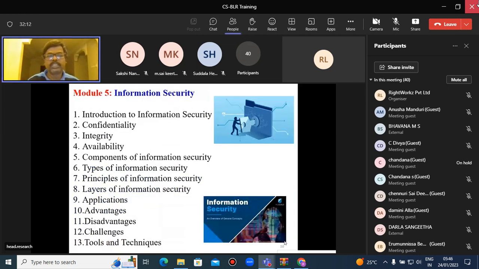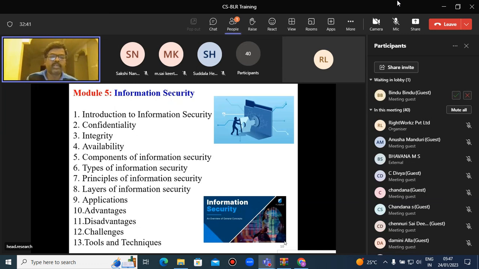So, this is the fifth module, information security. See what concepts are available right now. Introduction to information security. Then what is meant by confidentiality, integrity, availability. And the components of information security, types of information security, principles of information security, and the layers of information security, followed by applications, advantages, disadvantages, challenges, tools and techniques.